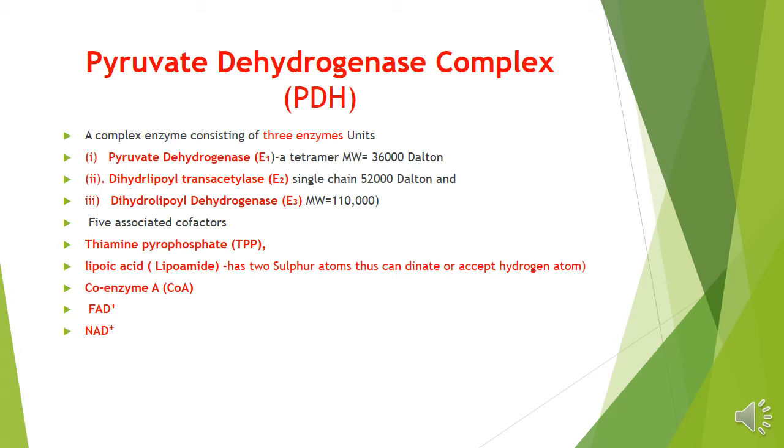Now let us see step by step what are the reactions taking place in the PDH complex, how it will convert the pyruvate to acetyl coenzyme A.